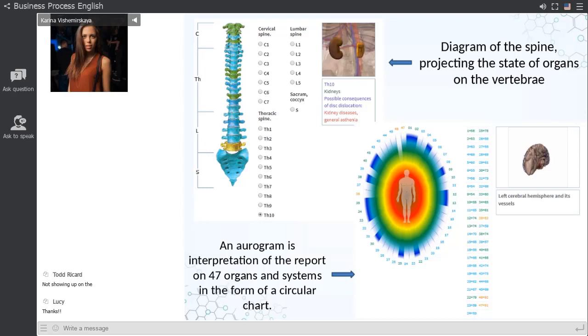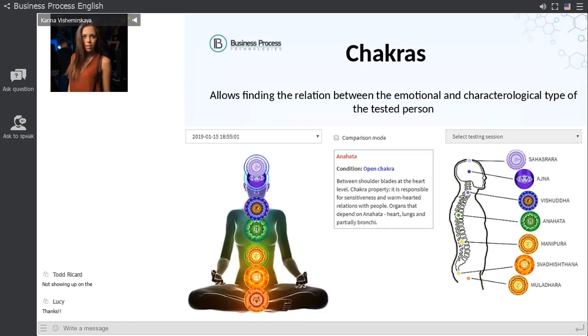So if some problem is caused by the organ, we may have a disc displacement, and by the symptoms you have, you can discover if this is true or not. An orogram has a very similar effect. An orogram is an interpretation of the report on 47 organs and systems, but in the form of a circular chart. That's all. This is all the information about the orogram and spine.